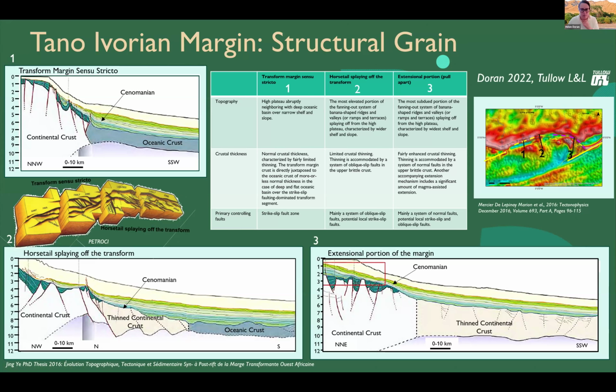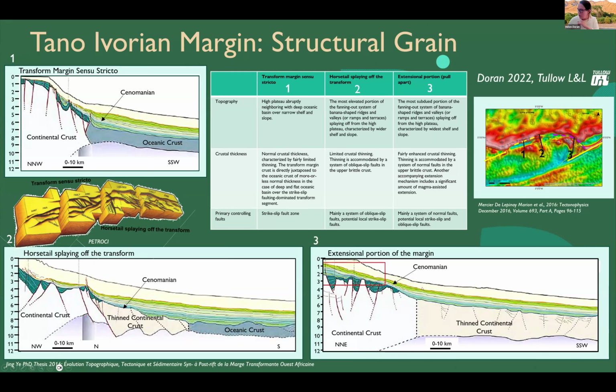When we continue eastwards, we see that transition to almost exclusively normal faulting, and the extension becomes much more dominant. The crust here then starts to experience stretching and thinning, and it leads to a series of pull-apart basins.